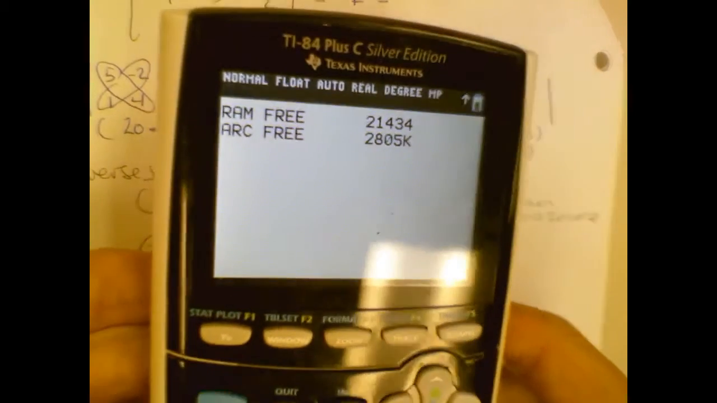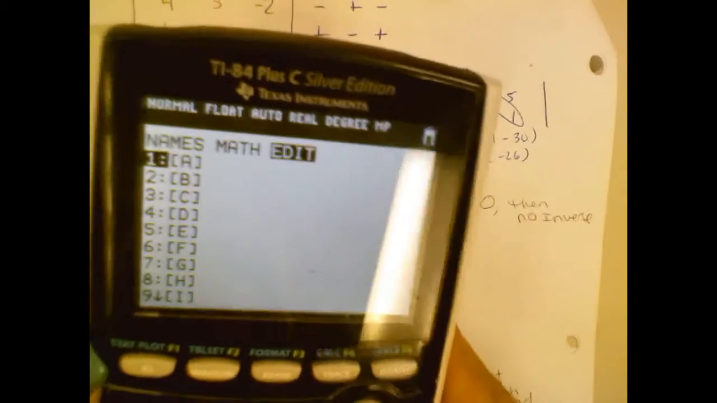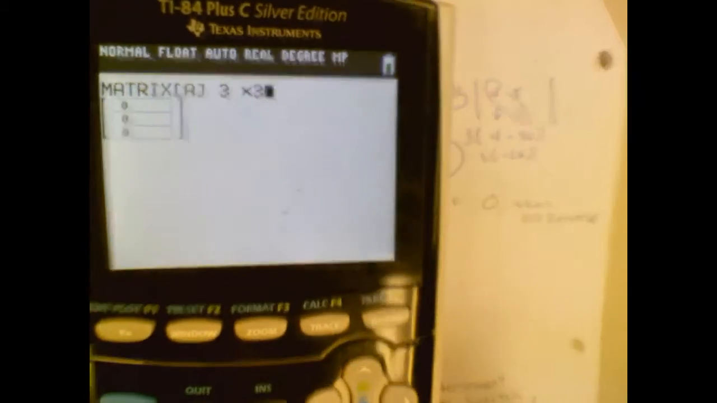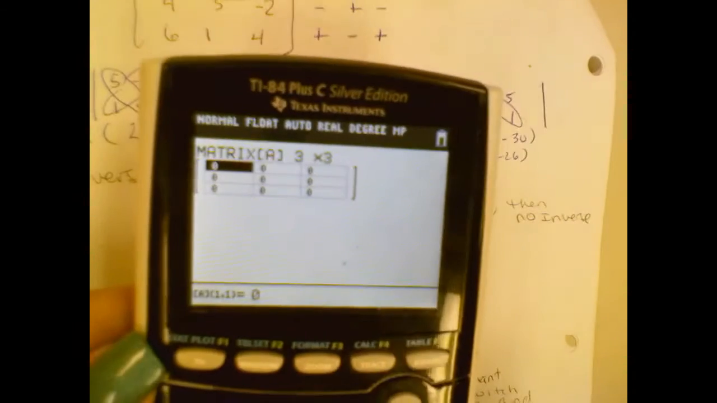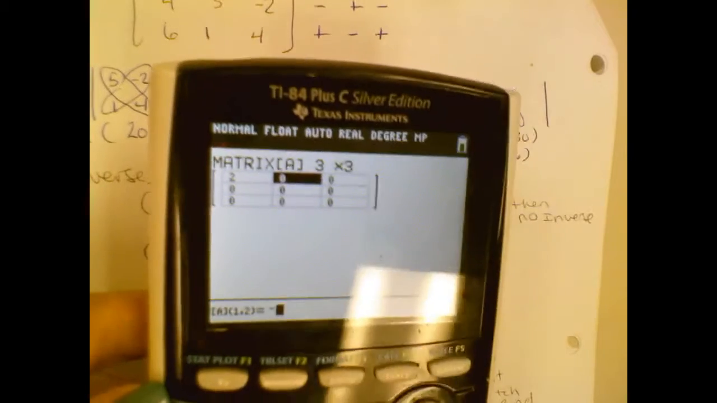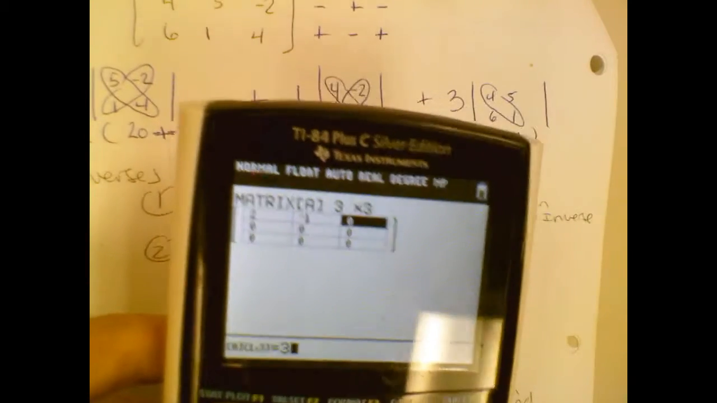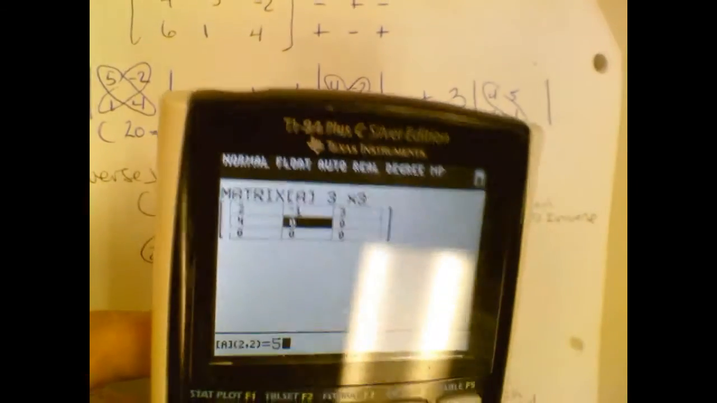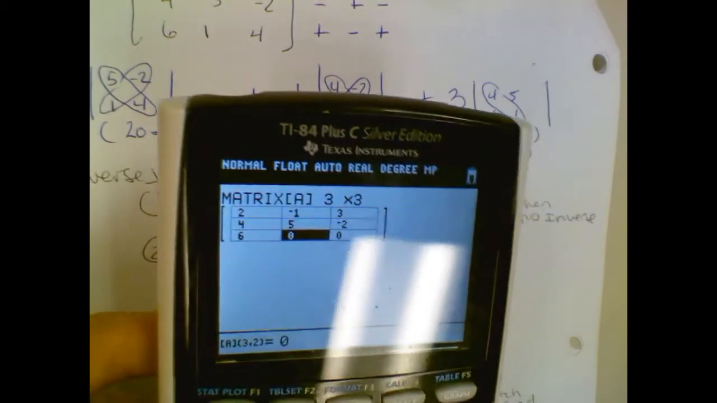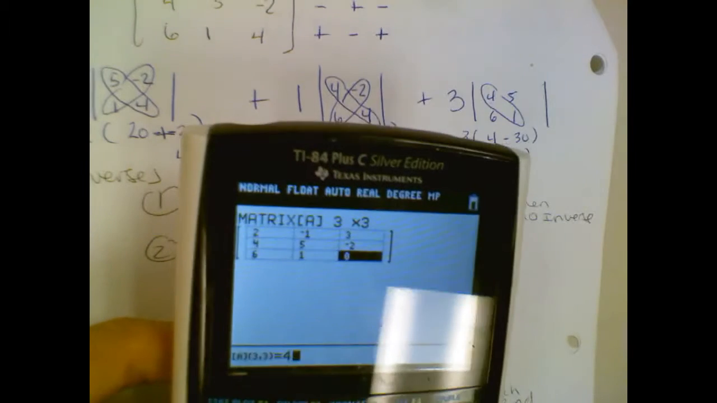So let's go back to matrices. We're going over to edit. We're putting in a 3 by 3. So at the top, we're going to put 3, enter, 3, enter. And it sets up a 3 by 3 matrix, and you're just going to put your numbers in. 2, enter, -1, enter, 3, enter, 4, enter, 5, enter, -2, enter, 6, enter, 1, and 4.